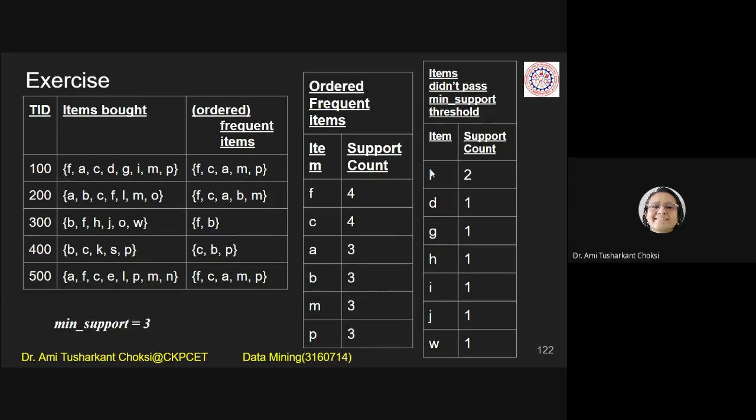And what do we say? That these L, D, G, H, I, J, W are the items which are not crossing the minimum support count condition, right? So, we will remove them from further processing. Now, what do we have? F, C, A, B, M, and P. All these items are satisfying the condition of minimum support, right? So let us proceed.